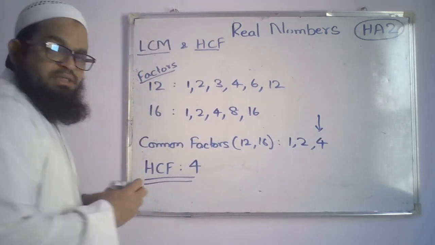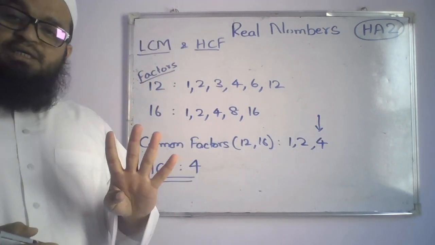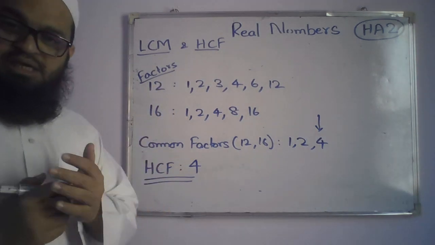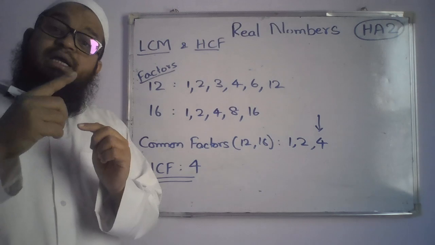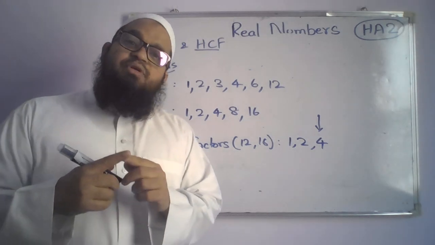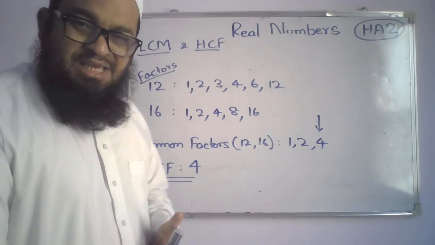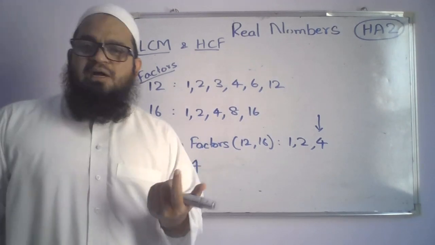In that, what is the highest common factor, the highest number? 4. So what do you understand by this answer? That 4 is the factor which divides both 12 and 16. 4 is the highest factor. It is the largest one which divides 12 and 16. Understood or not? So where is this HCF concept used, sir?